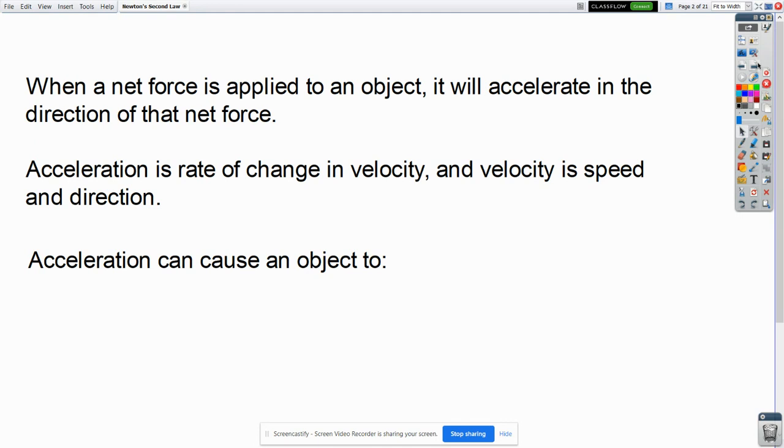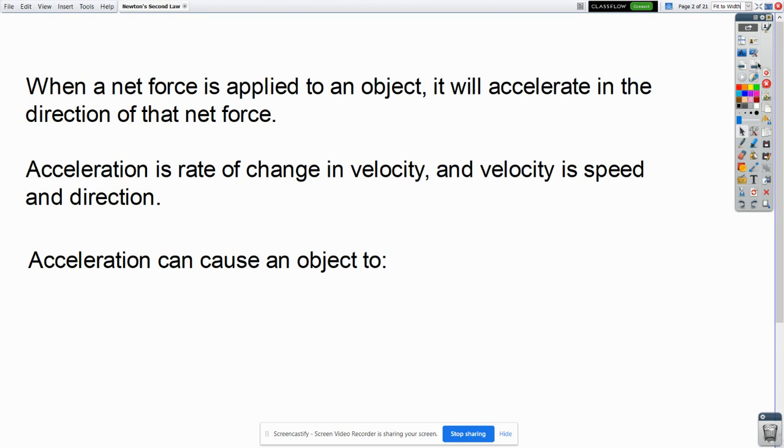When a net force is applied to an object, it will accelerate in the direction of that net force. That's what Newton's second law states. Kind of straightforward. When you push on an object, it'll either speed up, slow down, or turn in the direction that you push it.